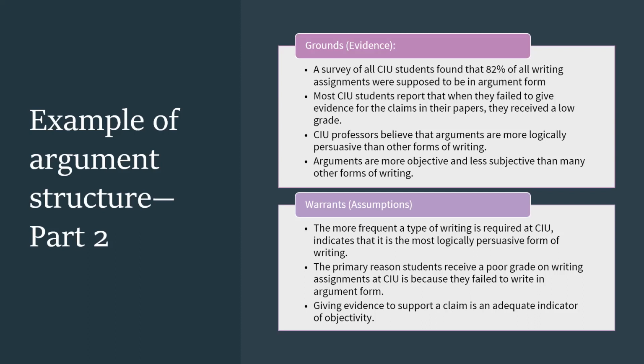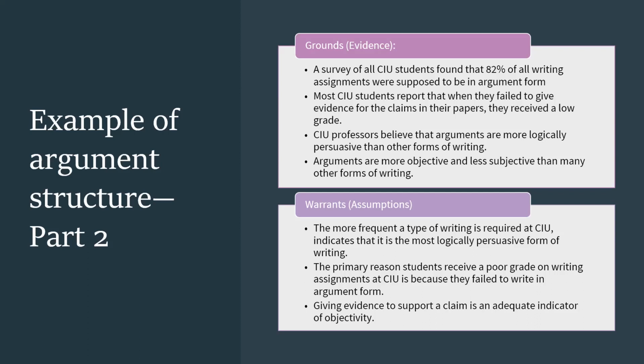And if my audience agrees with that assumption, then maybe I don't need to do anything. But if I think my audience might not agree with that, then I might want to include some evidence in support of that assumption. Another assumption might be that the primary reason that students receive poor grades on their writing assignments at the university is that they didn't write in argument form. So if my audience might disagree with that, then I might need to give some evidence for that.